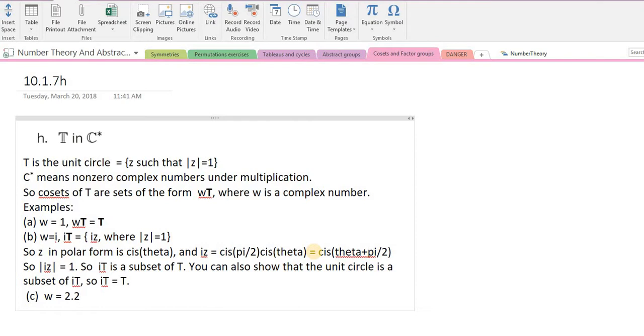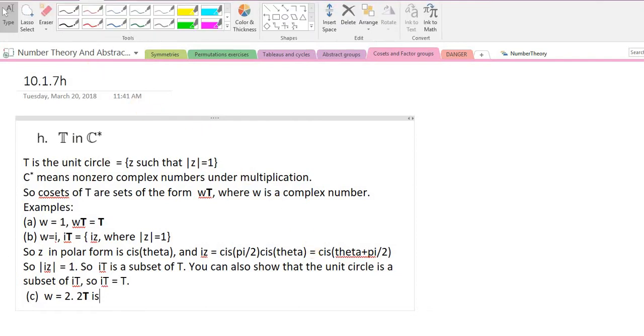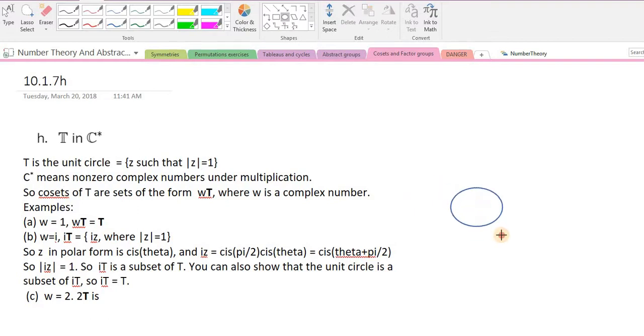All right, so let's think about 2T. Now 2T is what? You take any number in T and you multiply it by 2. All right, so I can draw a picture. So here's T. It's just not going to cooperate. Maybe I can actually do one of these. So here's T.